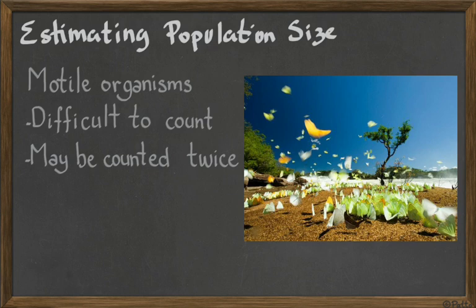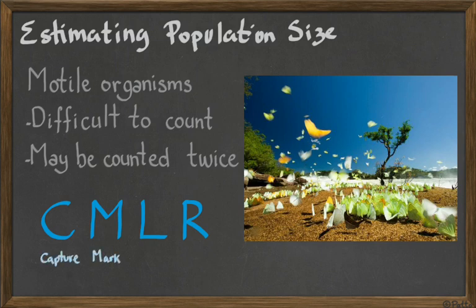So for this kind of estimate, when you have motile, difficult to count organisms, we have a technique called CMLR, for capture, mark, liberate, and recapture. So it's also known as the capture-recapture method. Okay? How does it work? I'm going to be building here a population. This will take a while. I'm going to be speeding up this quite soon.